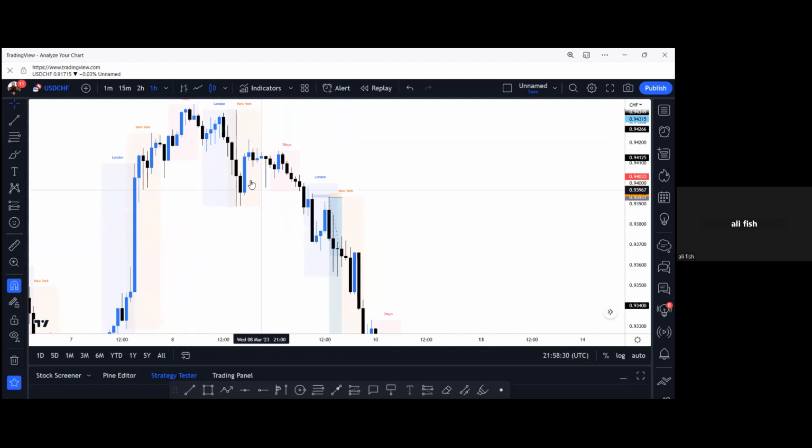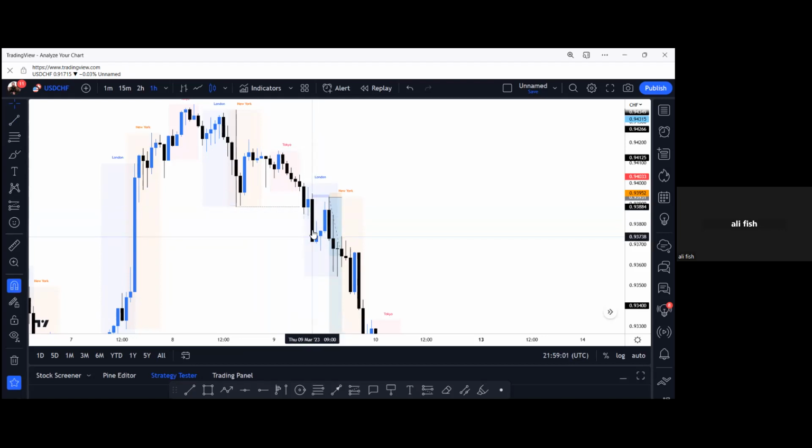So I think it was the next day, during London. What I'm generally looking for is a decent push down in volume or push up. Here you can see there was a decent push down during London, which left some imbalance. It broke this level here, which was the London low from the day before.